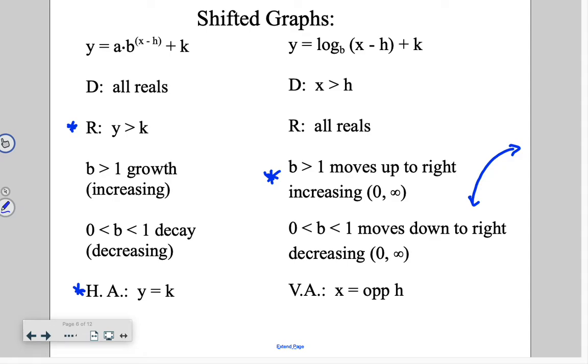Okay? If the base is between 0 and 1, which, like I said, is a thing, I mean, it does happen. We just aren't going to focus on it very often. Then your graph instead would move down to the right. So it would end up kind of looking like that. It almost looks like exponential decay. Okay? It's not, but it kind of looks like it.